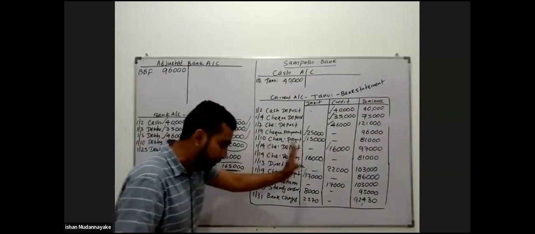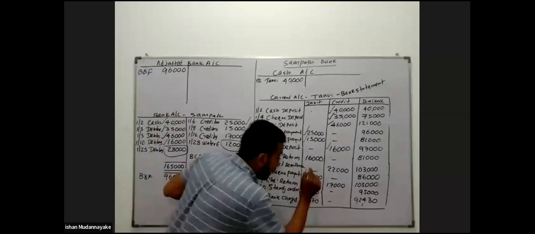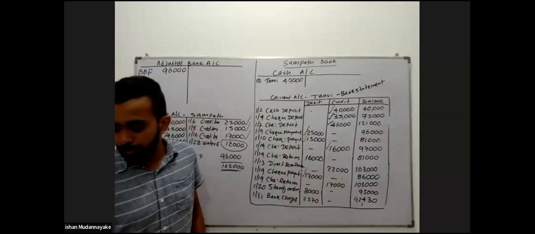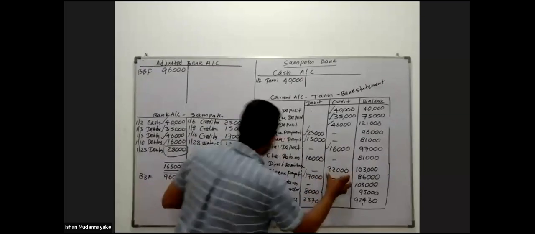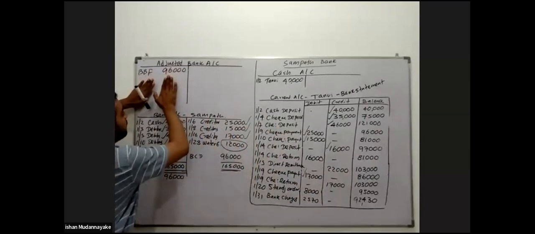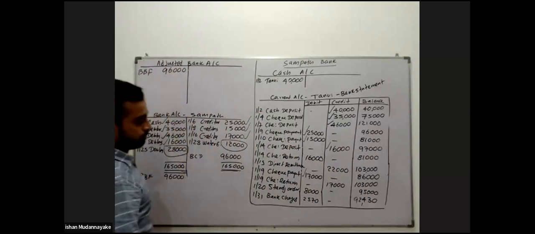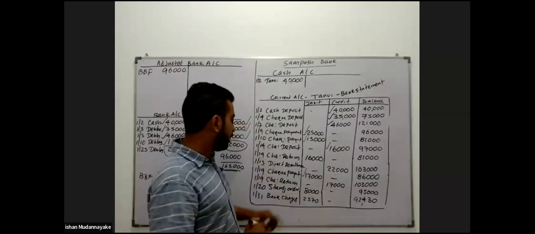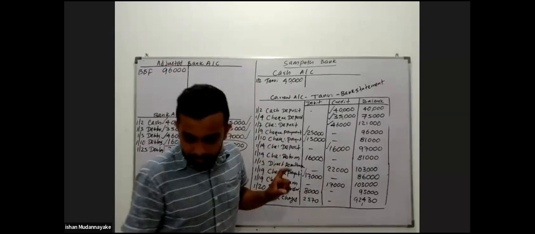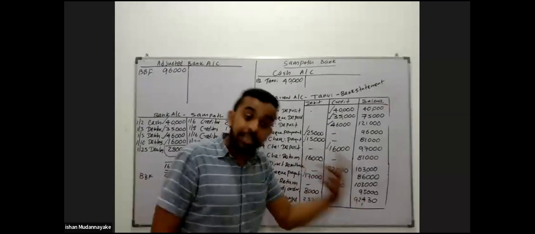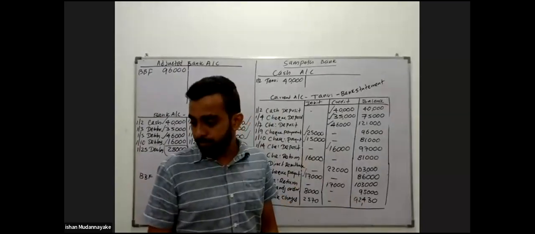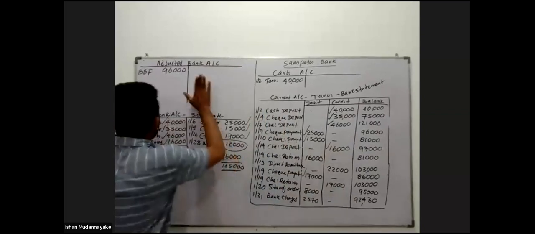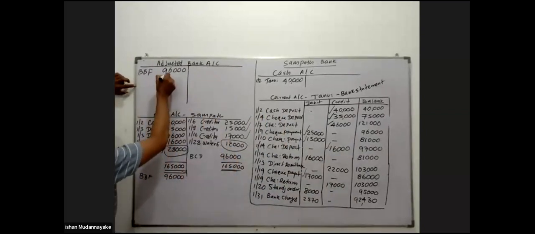But look at the bank statement. This direct remittance has not been recorded. Then this 22,000 you need to debit into the adjusted bank account. Adjusted bank account debit 22,000. This direct remittance, this 22,000, was sent by one of the debtors. One of the debtors deposited this 22,000. Then adjusted bank account debit 22,000.